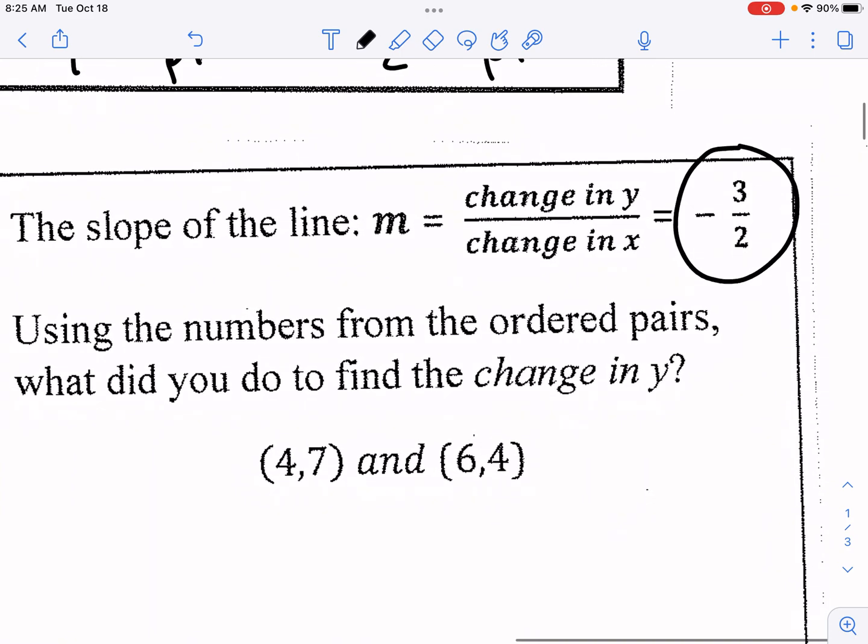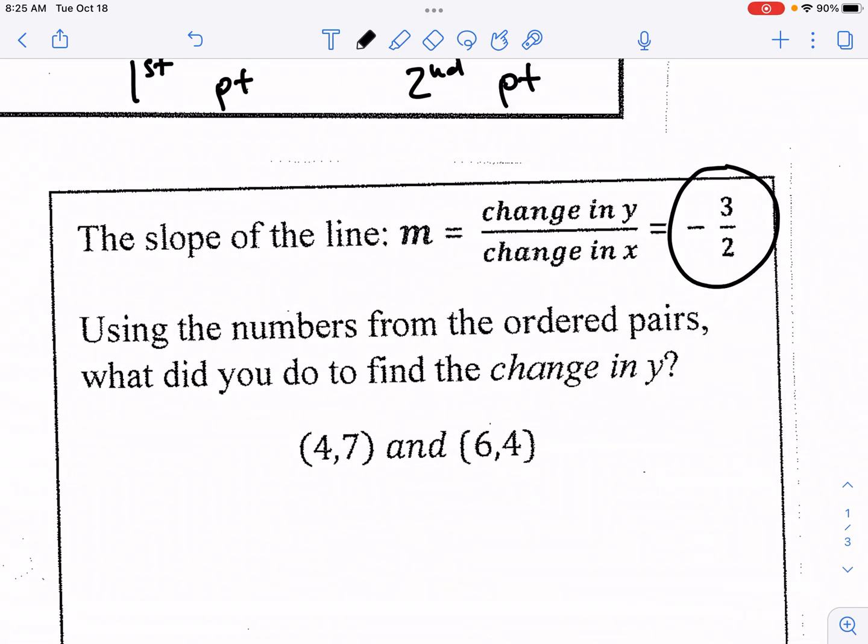So the first question, using the numbers from the ordered pairs, what did you do to find the change in y? We found that the rise was 3. So what do you think we do to 7 and 4 to get 3? Right? We subtract. It's 7 minus 4 is equal to 3. As we can see, that's right here.